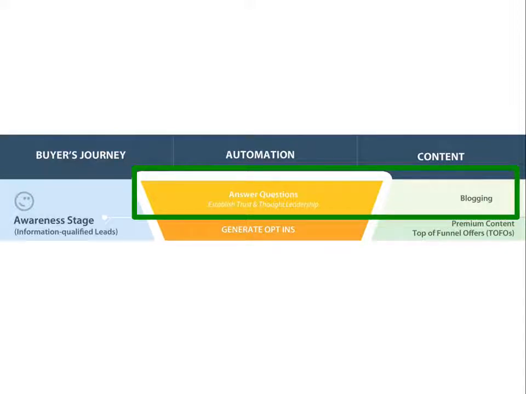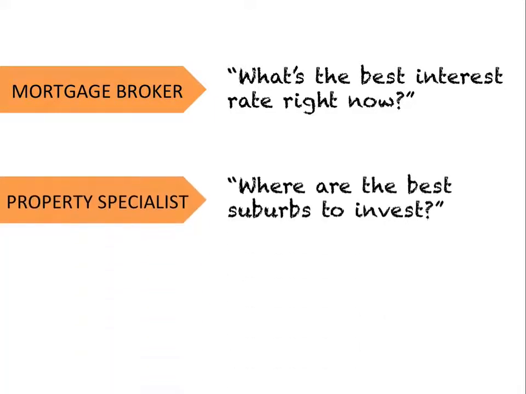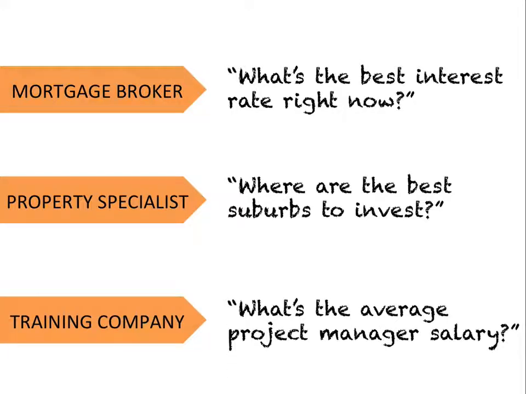At the top of the blueprint, prospects and website visitors are in the early awareness stage. They're looking for answers to preliminary questions related to the goals and outcomes they want to achieve via your services and products. For a mortgage broker, maybe the early stage prospect wants to know what's the best interest rate right now. For a property investment specialist, perhaps the question on the prospect's lips is, where are the best suburbs to invest? And for a training company selling project management courses, potential students might be curious about what's the average project manager salary. You get the idea.